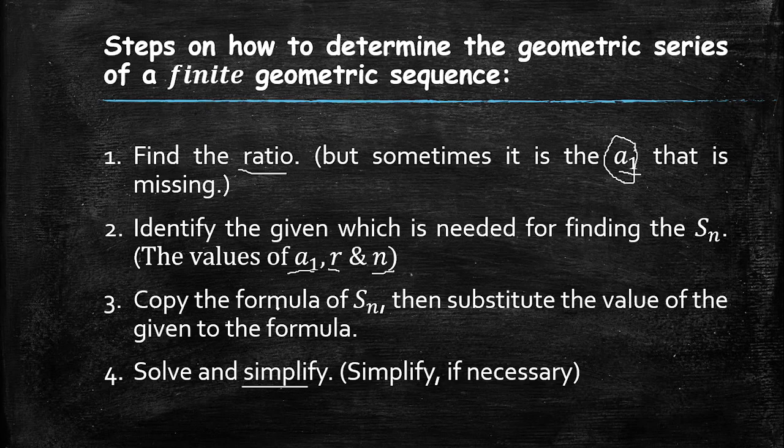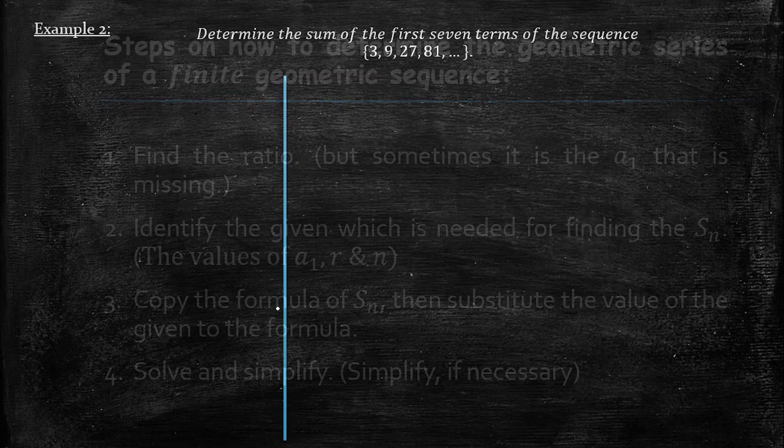Again, for step number 1, find the ratio, but sometimes it is the first term or the A sub 1 that is missing. Step number 2, identify the given which is needed for finding the geometric series or the partial sum of a finite geometric sequence, the values of A sub 1, the common ratio, and the n of the nth term. Step number 3, copy the formula of the geometric series, either the first or the second formula, then substitute the value of the given to the formula, and lastly, step number 4, solve and simplify. Simplify if necessary. So let's continue.